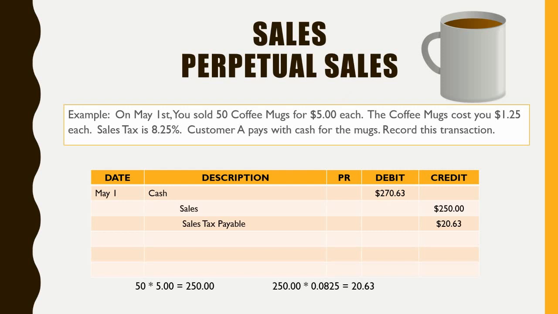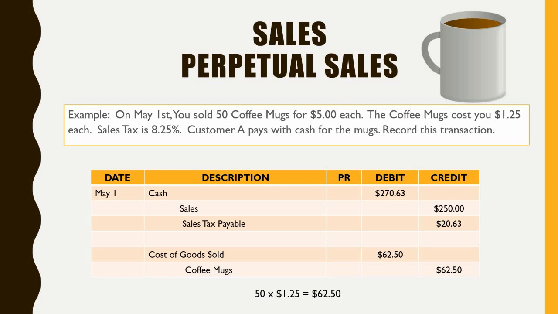Now the next section is to record that we sold items. If each cup cost me $1.25 and I just sold 50 of them, what should my journal look like? Cost of goods sold, and then a line for the coffee mugs. Good. And what's my total amount going to be here? $62.50. Good. That's just recording the sales under perpetual inventory.